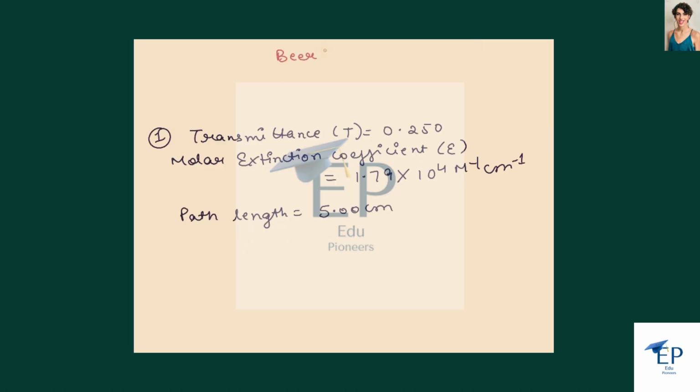This question is based upon the Beer-Lambert's law. According to this law, absorbance is equal to molar extinction coefficient times concentration times path length. In the first part of this question, this data is provided and we have to find the concentration of KMnO4. Here the transmittance is given.